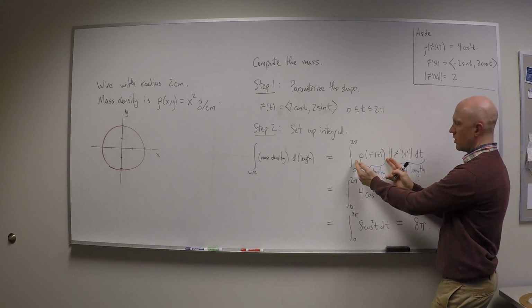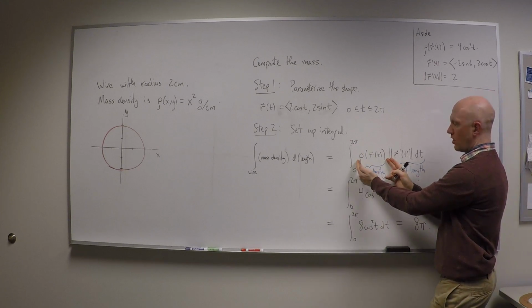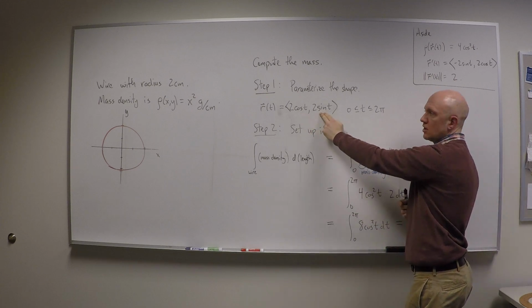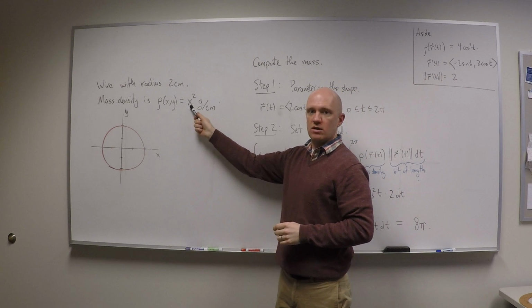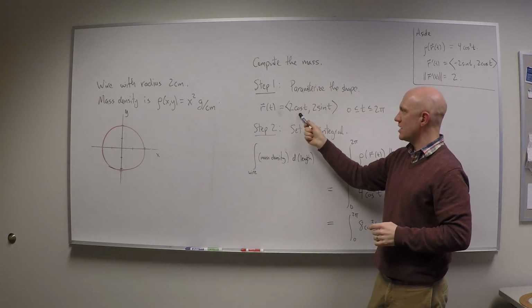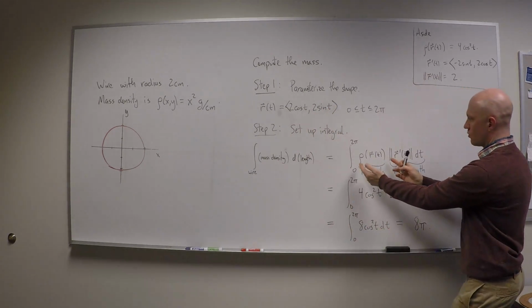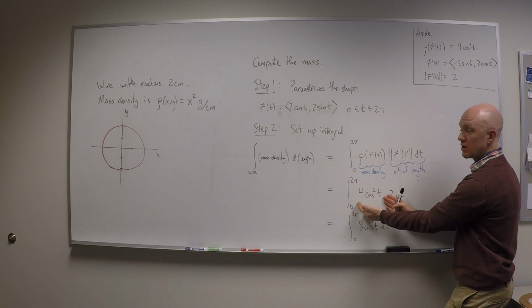Okay, so first of all, what is rho of r of t? Well, r of t is 2 cos t, 2 sin t. Rho is just x squared. So all I'm going to do is take my x coordinate, square it, and that's the value of rho of r of t. So rho of r of t is 4 cos squared t. It's the square of 2 cos t.